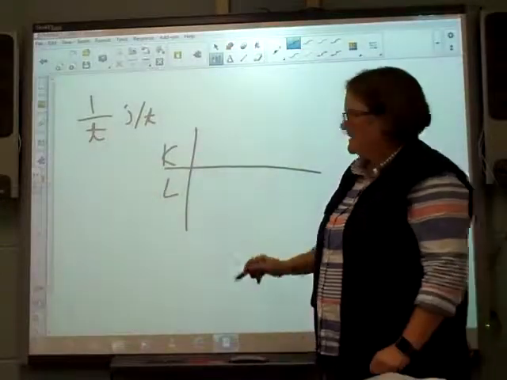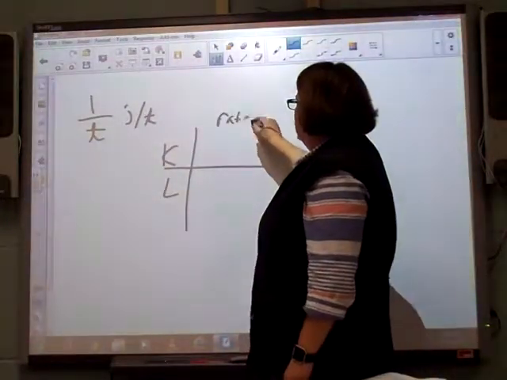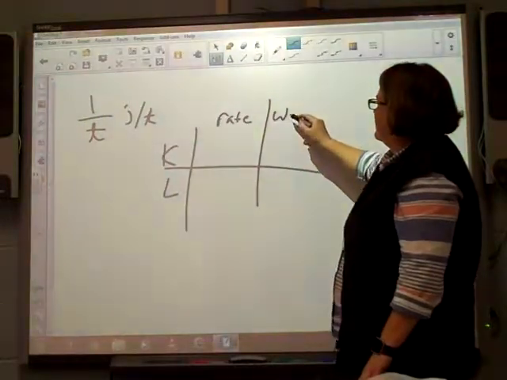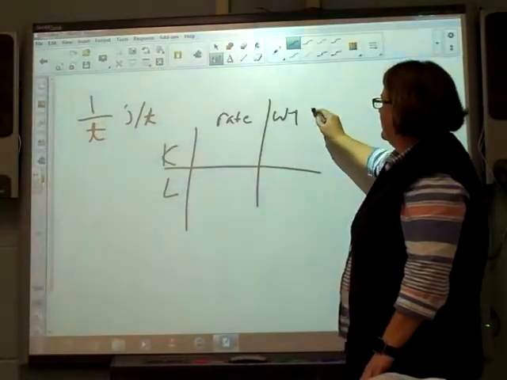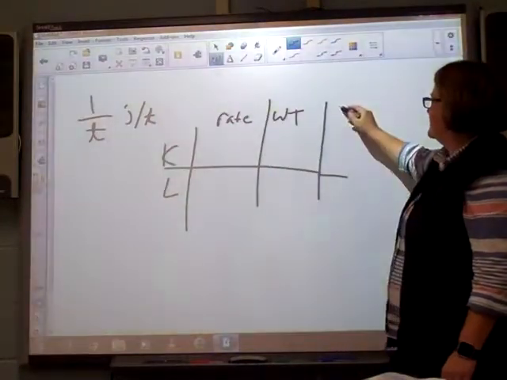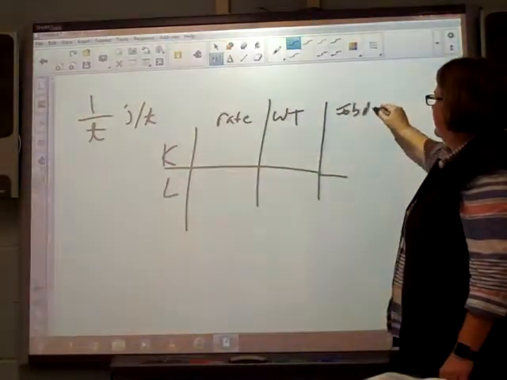We're looking at the rates they work. That's just how fast they're working. How long do they work together? I'm going to say WT for working together. And then how much of the job they got done. So we'll say job done.